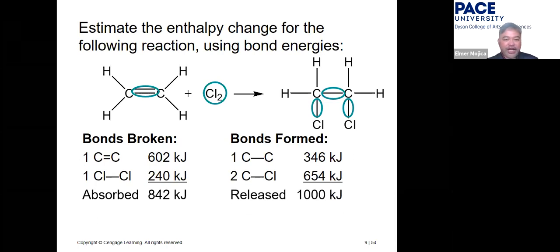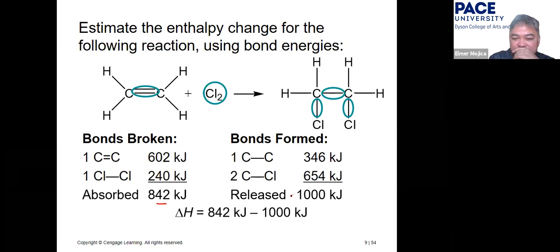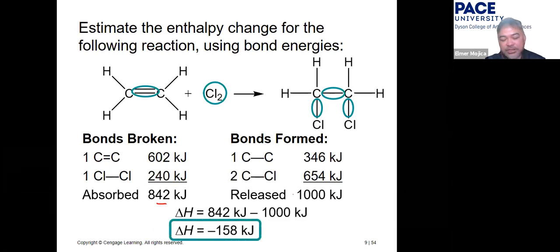So you are asked, what's the enthalpy change here? So as mentioned there, the enthalpy change is just the bonds that are broken minus what? The bonds that are formed. So all you need to do is add these two or subtract this with this one. 842 minus 1000, giving you 158.